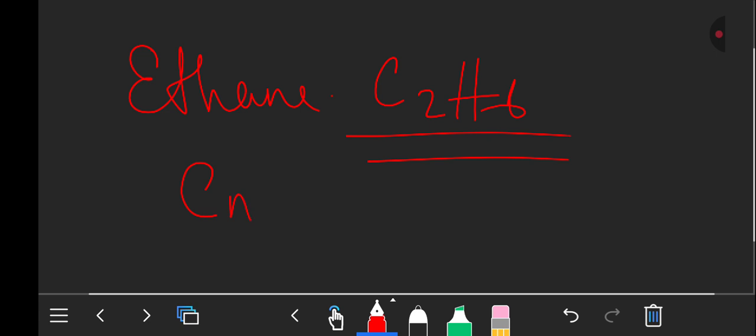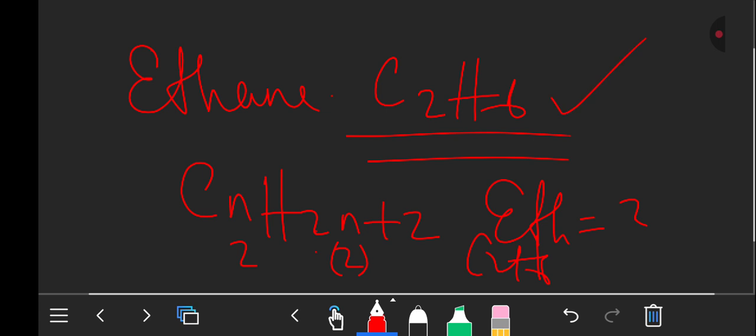Okay, let's look at another alkane. Let's have maybe ethane. Ethane is C2H6. From the formula we said CnH2n+2. Eth means 2, so you just get to substitute 2 there. It will be C2, and 2 times 2 is 4, 4 plus 2 is 6, so it will be C2H6 like that. So that is ethane. It's an alkane.